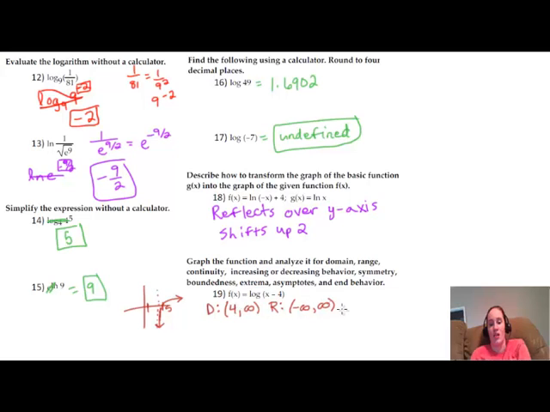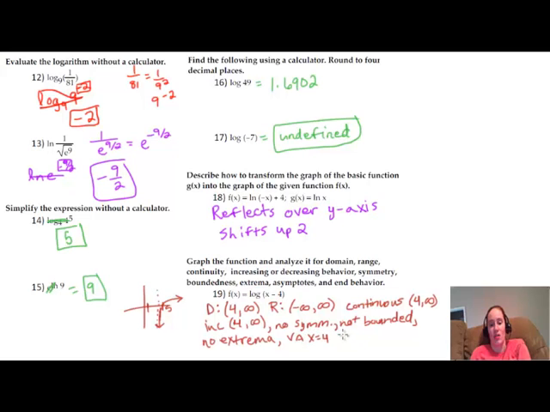It is continuous on its domain, which is from 4 to infinity. It is increasing the whole time, so increasing from 4 to infinity. It does not have any symmetry. It is not bounded. No extrema. Vertical asymptote at x equals 4.